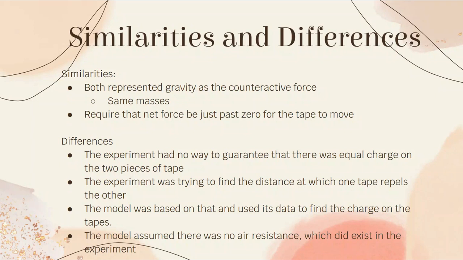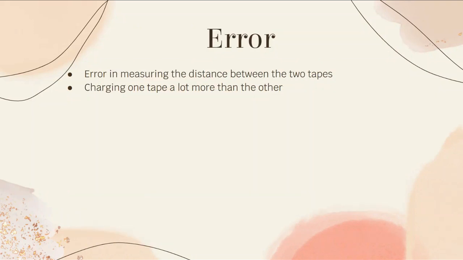The experiment was trying to find the distance at which one tape repels the other, and the model was based on that and used its data to find the charge from the tapes, and then the model assumed that there was no air resistance, which did exist in the experiment. There were two major sources of error that could have possibly existed: an error in measuring the distance between the two tapes, and a charge on one tape being greater than the other.